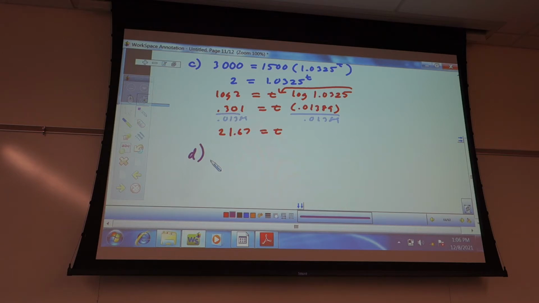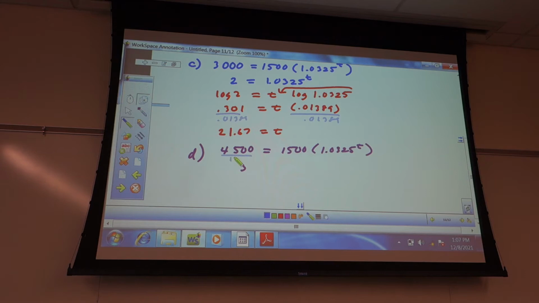Okay. So let's solve this problem here. Let's see, triple. So that's 4,500 equals 1,500 times 1.0325 to the t. And so you divide both sides by 1,500, sorry, my bad, and you end up with 3 equals 1.0325 to the t. So then take the log of both sides.